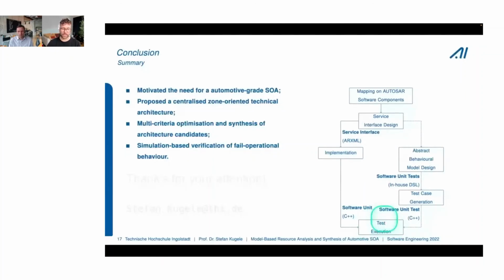And as what I showed you, I hope I could, in this short period of time and with some technical problems right at the beginning, motivate the use of service-oriented architectures. I showed you some ideas about a centralized computing platform, and we used an SMT solver in order to solve these multi-criteria optimization problems to find out candidate solutions. And actually, we were able to verify those solutions at the end.